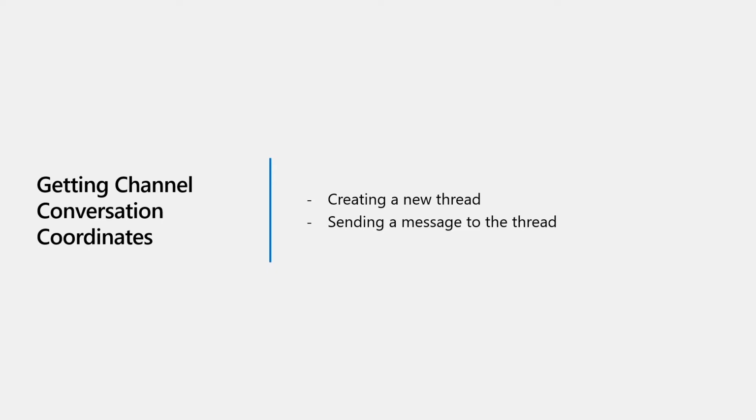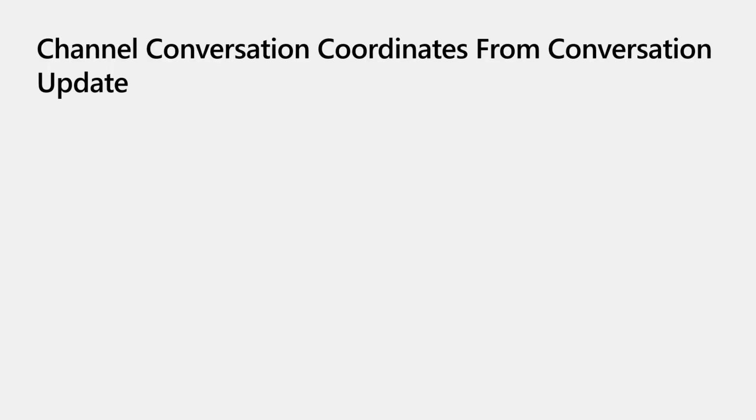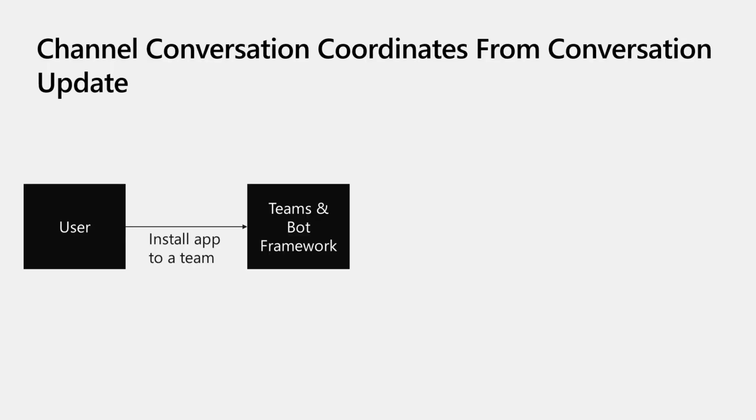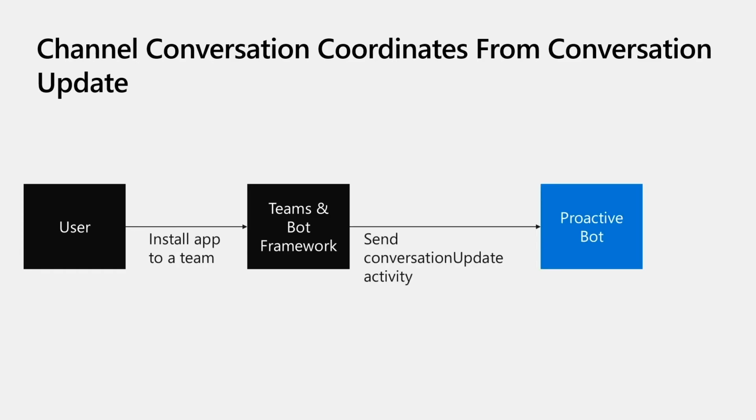First, we'll look at how a proactive app can get the channel coordinates and use them to create a new thread. Then, we'll use this newly created thread to send additional proactive notifications to the channel. When a user installs the app into a team, Teams and Bot Framework send a conversation update activity notifying it of the installation. With the contents of this activity, the bot can then fetch a list of all the channels in that team. The IDs of these channels are the conversation IDs.